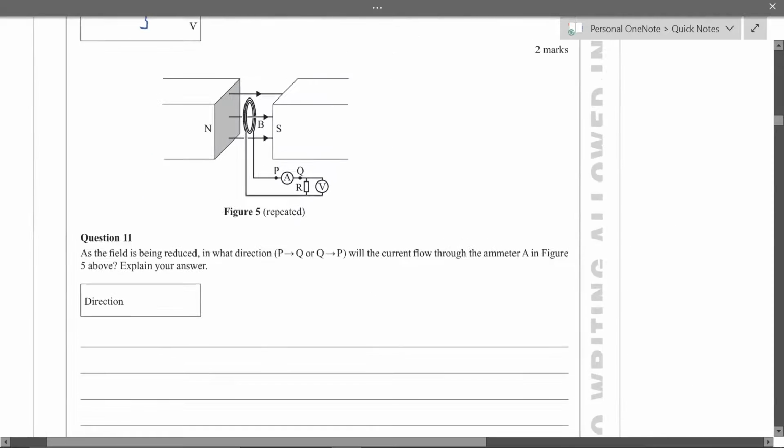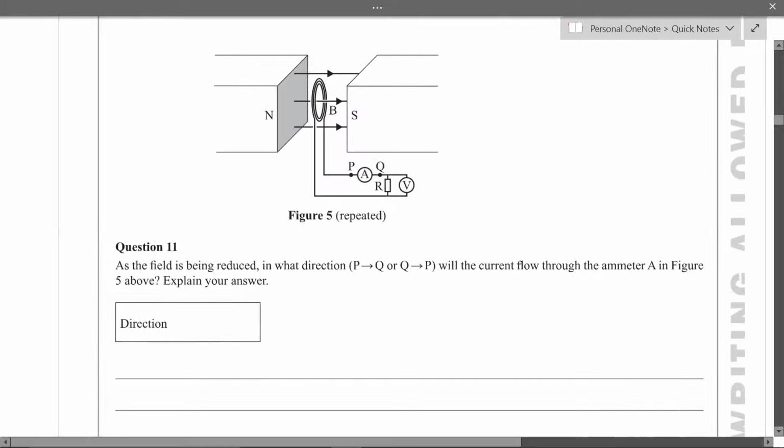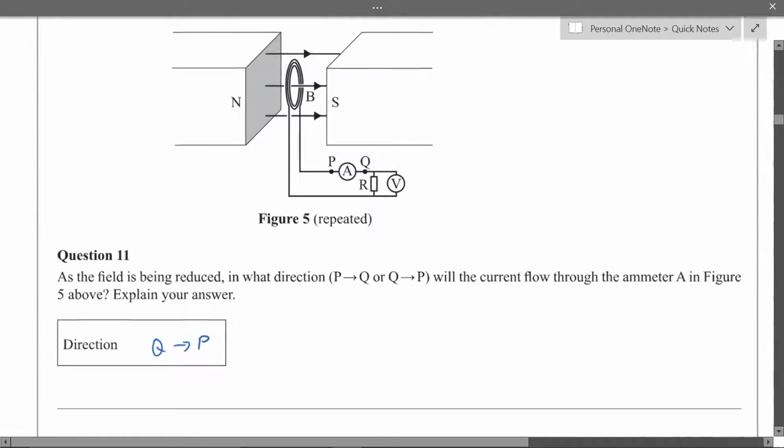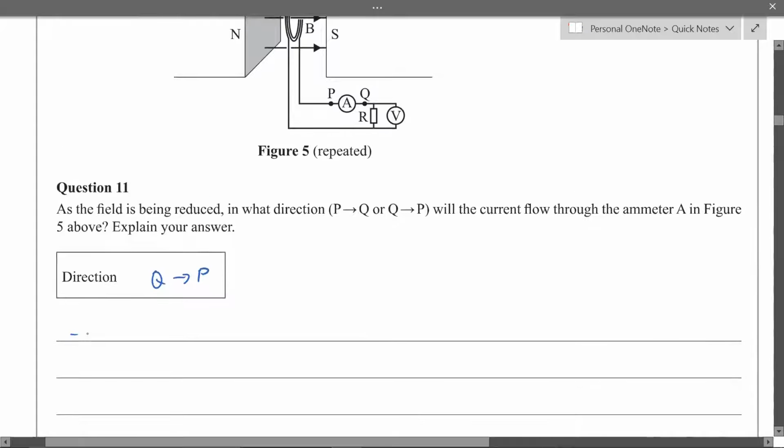So the field is being reduced. Which direction will the current flow through the ammeter? And I got Q to P. That's because the original field is to the right.